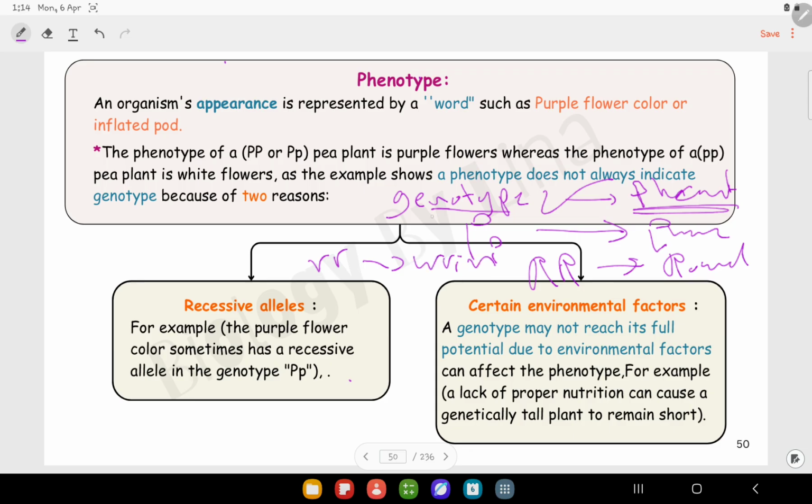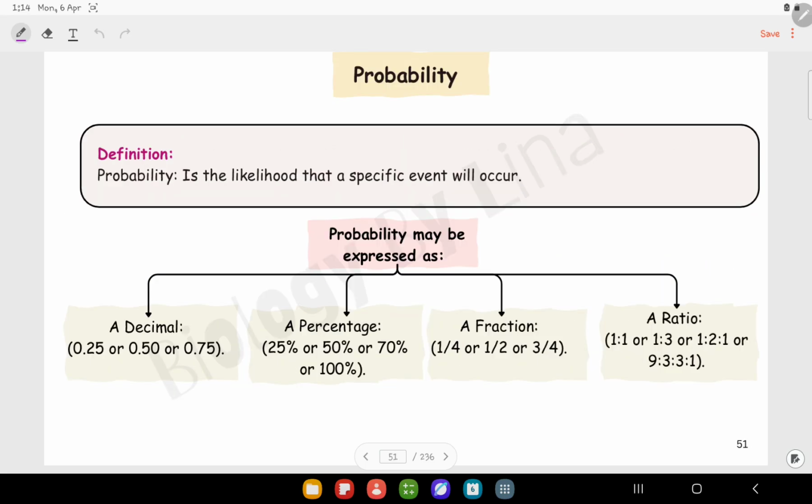So from the genotype, yes, you can always indicate the phenotype, but from the phenotype, we can't always determine the genotype. For which one? For Mendelian genetics, which means for complete dominance.